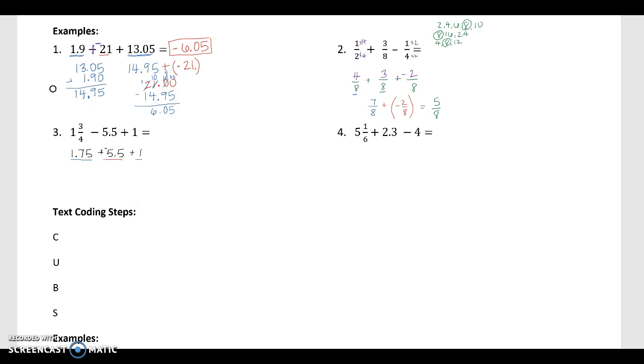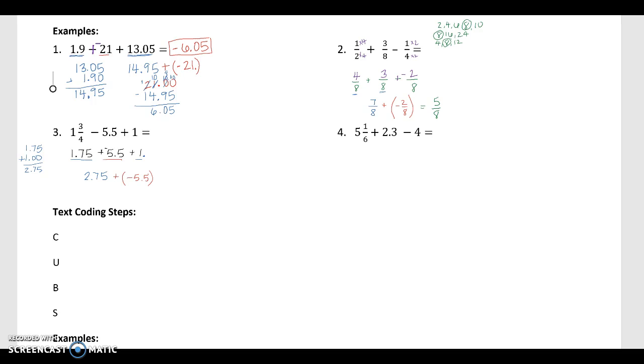So if you need to line them up, you can. So 1.75 plus, and then the 1's not over here, right? Because my decimal and my 1 is to the right. So it'd be 1.0. So it's like we're adding $1 to $1.75. You just have another dollar bill. So now I have 2.75, okay, plus a negative 5.5.